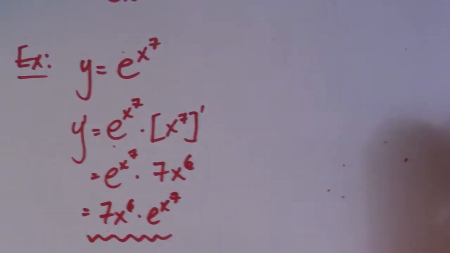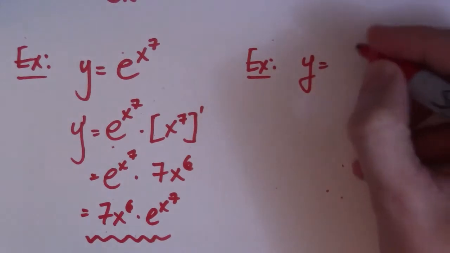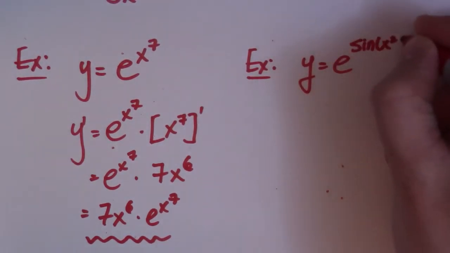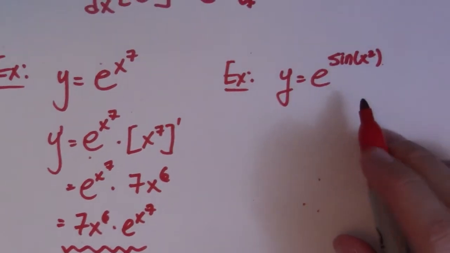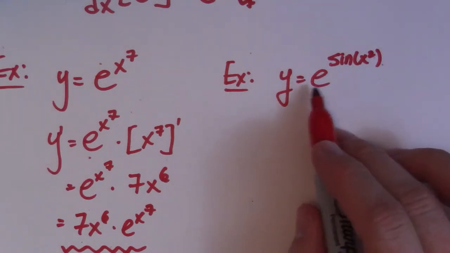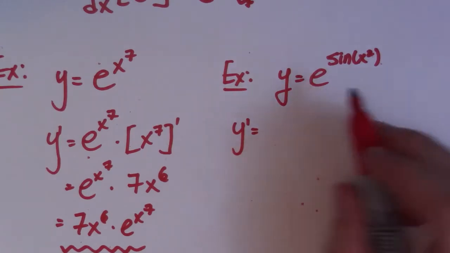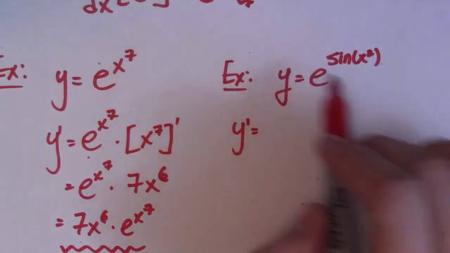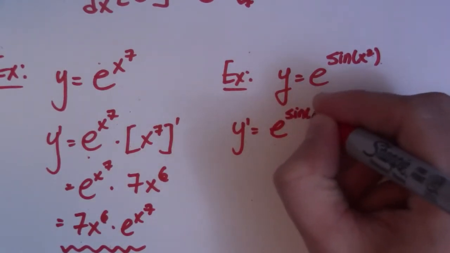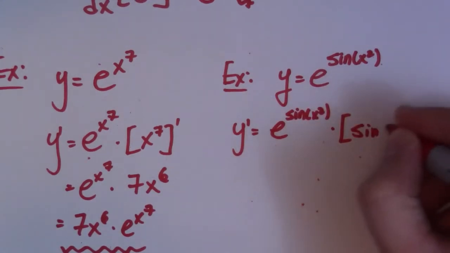A lot of times you'll see this mixed with trig functions, so let's do an example with trig. y is equal to e to the sine of x squared. Let's do this chain rule within a chain rule kind of thing. First, I need to take the derivative of my outside function, which is my e to the x. The derivative of e to the u is e to the u times u prime, so it's e to the sine x squared. We always just rewrite it and then take the derivative of whatever is in the exponent.